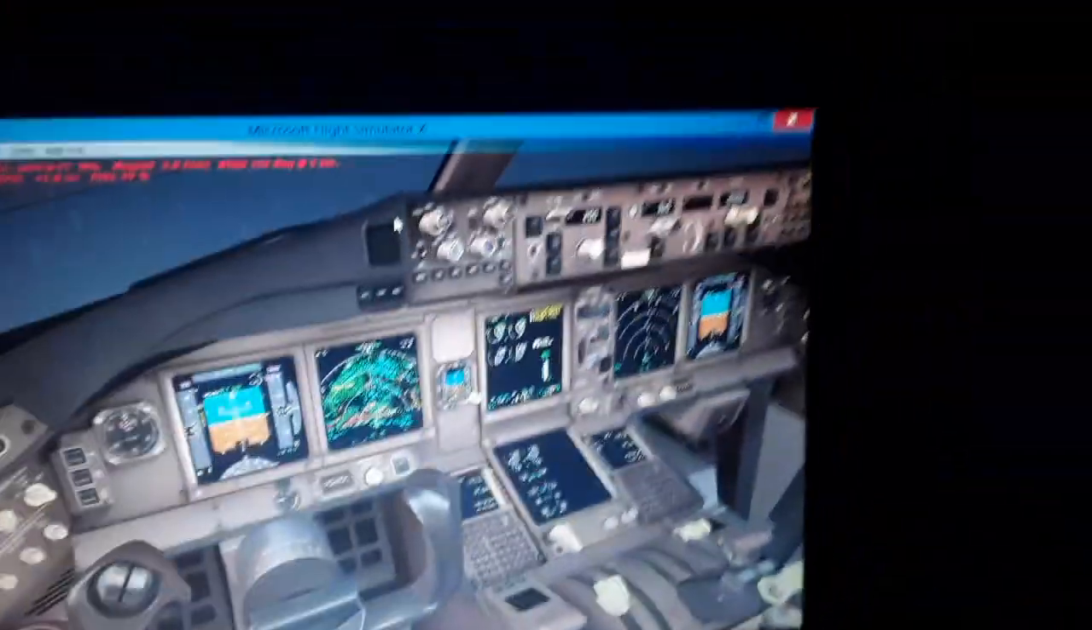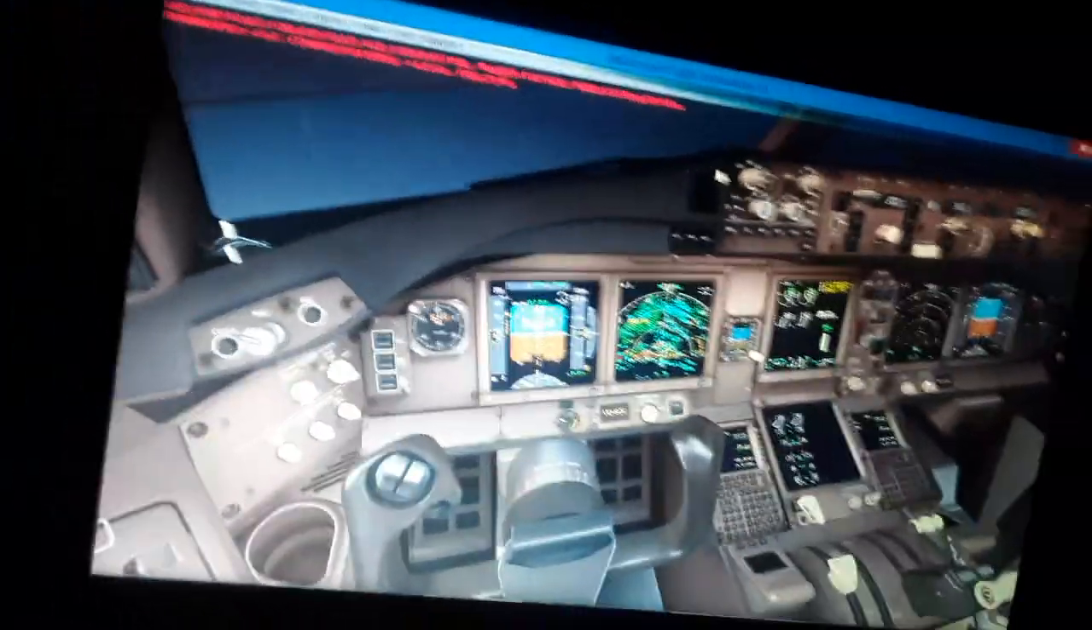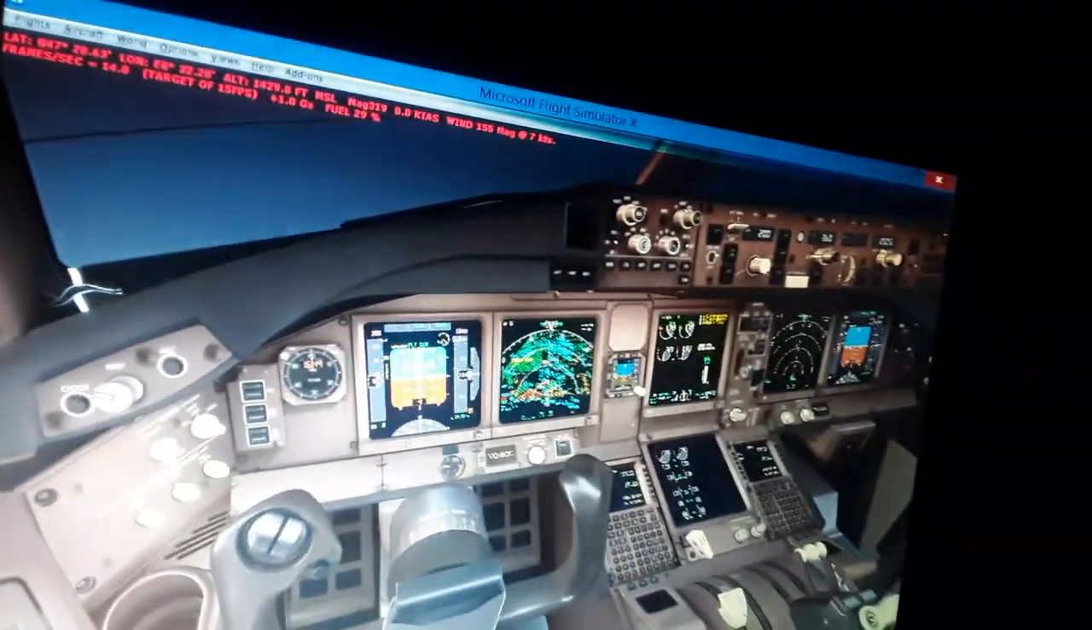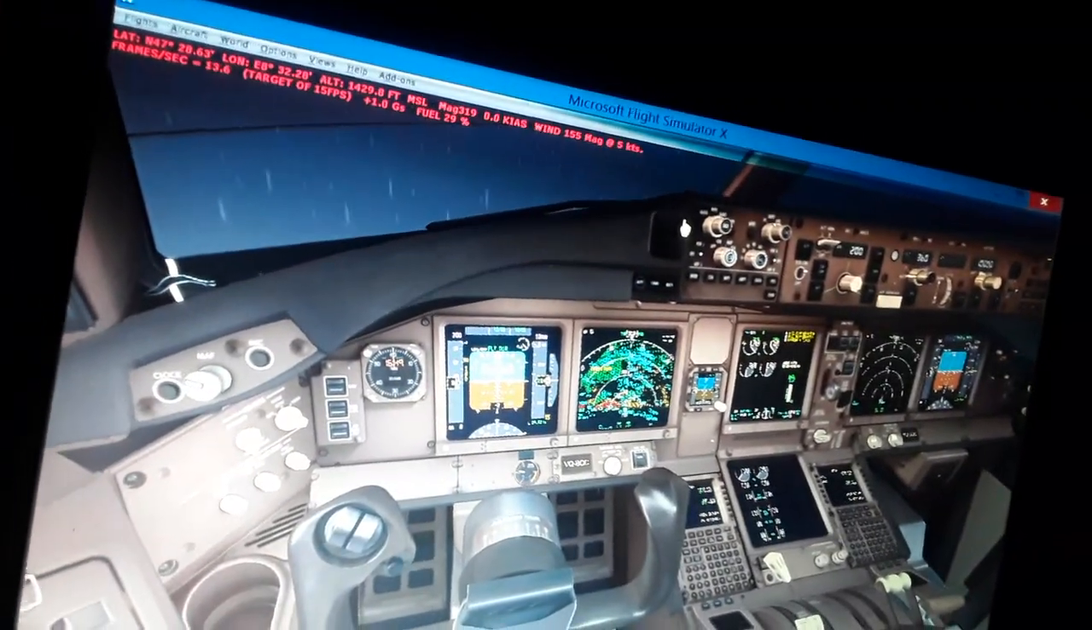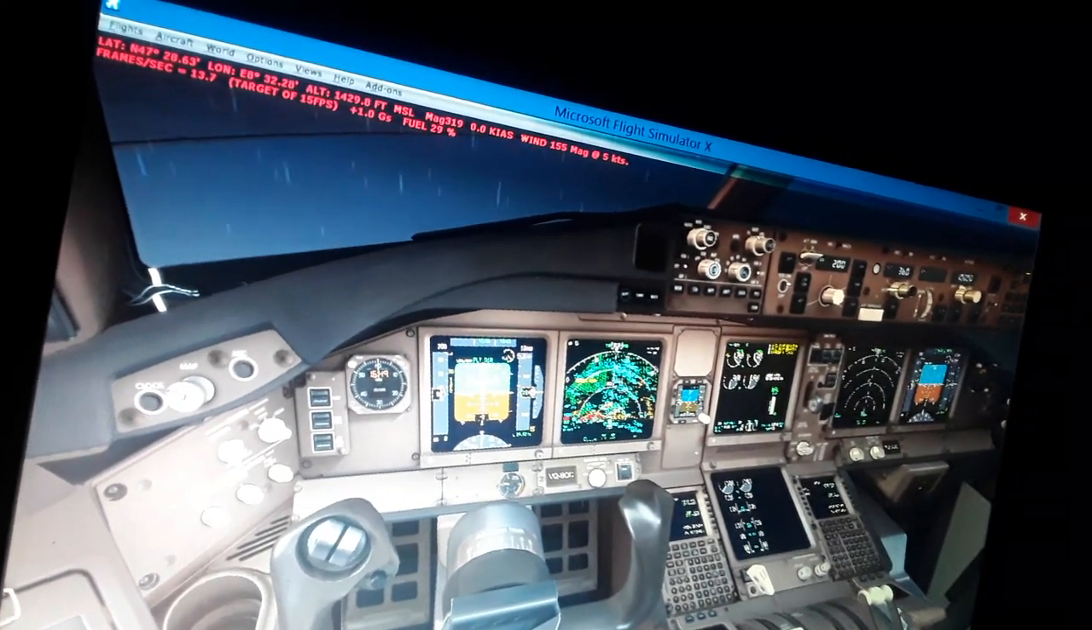I'm going to start now showing you the cockpit of the aircraft. So you can see here we have about an hour left for this video to end.